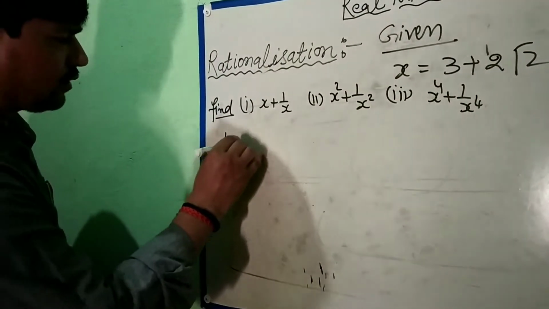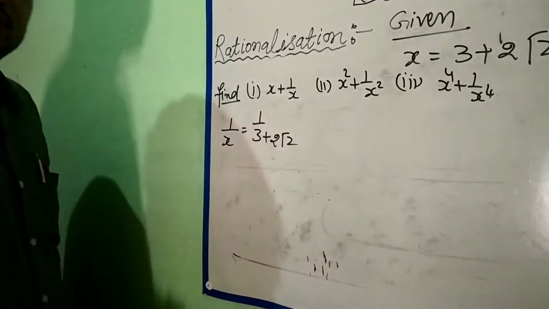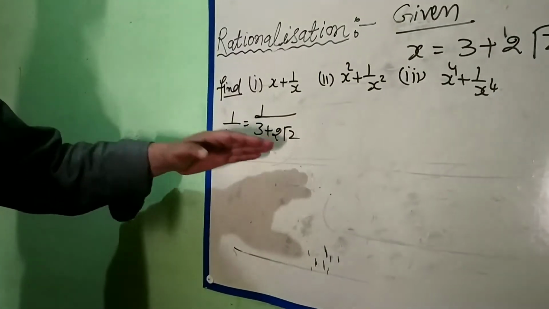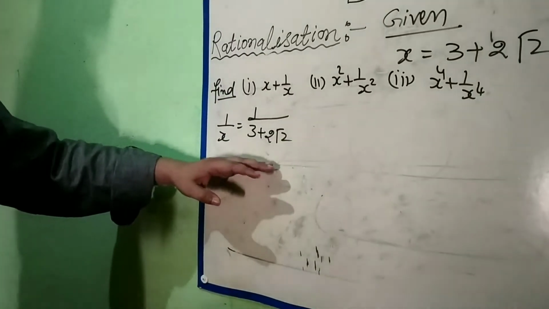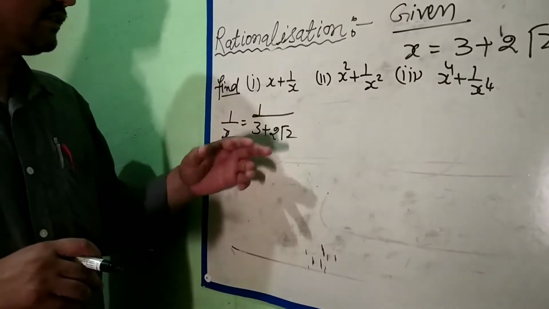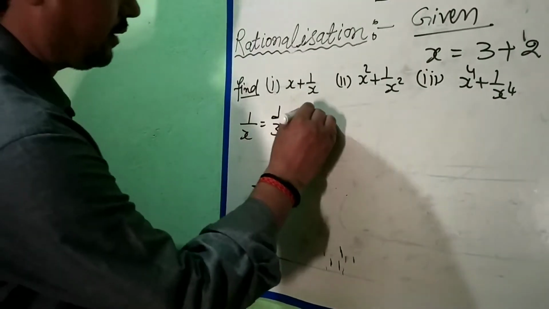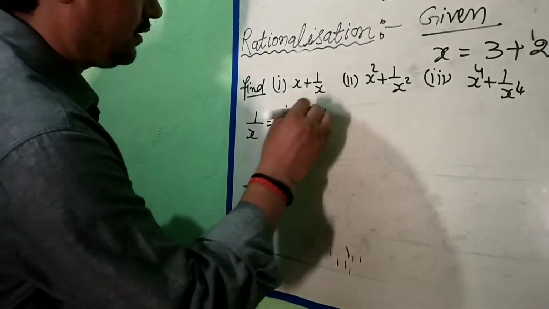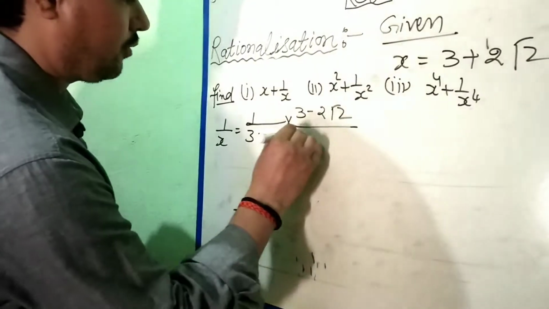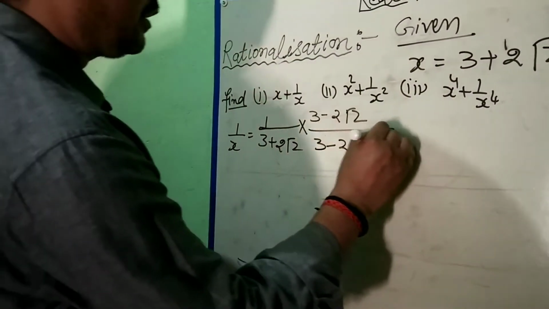So 1 upon x is equal to 1 upon 3 plus 2 root 2. Now the denominator needs to be rationalized. What will be its RF, rationalizing factor? Its rationalizing factor will be 3 minus 2 root 2. Multiply both numerator and denominator by 3 minus 2 root 2, that is 3 minus 2 root 2 upon 3 minus 2 root 2.